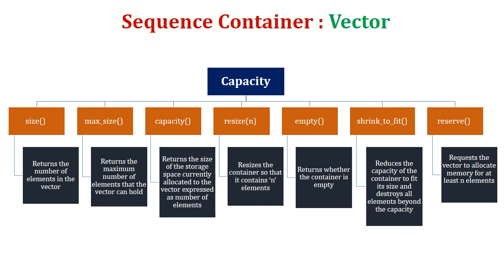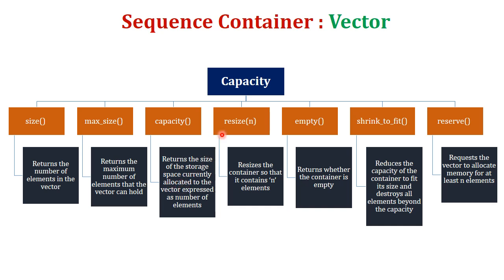And next one is the capacity. The capacity category has some inbuilt functions. For example, size. It will return the number of elements in the vector. And next one is max_size. It will return the maximum number of elements that the vector can hold. And next one is capacity. It will return the size of the storage space currently allocated to the vector.